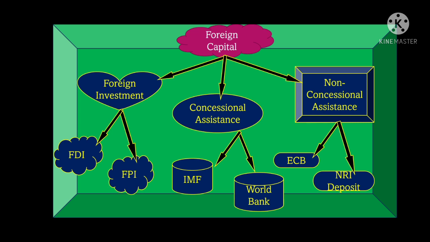Foreign capital can be obtained in multiple ways. What are those ways? It can be in the form of foreign investment, concessional assistance, or non-concessional assistance. Let's study foreign investment first. It is basically an investment, and it can be either in the form of FDI or in the form of FPI.